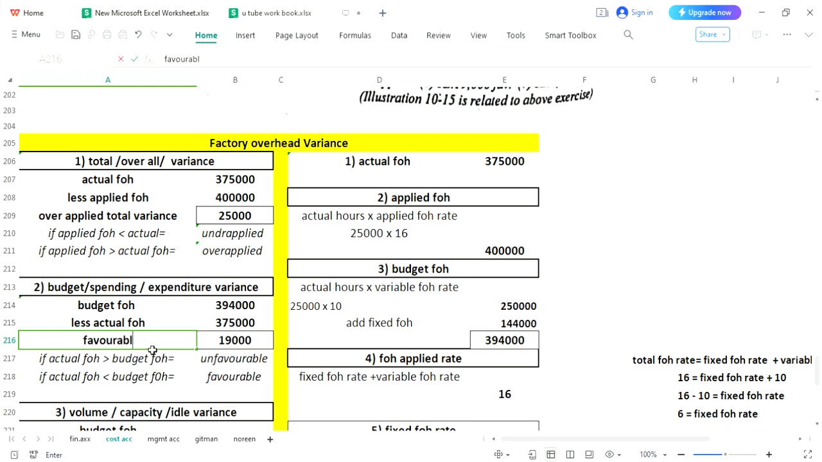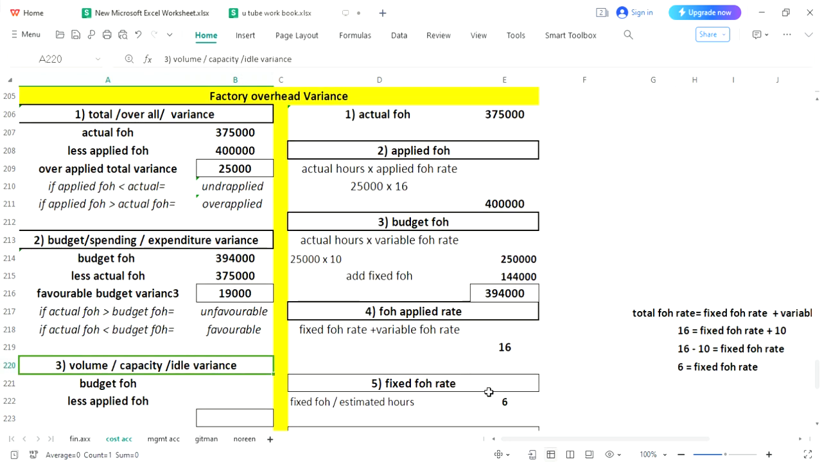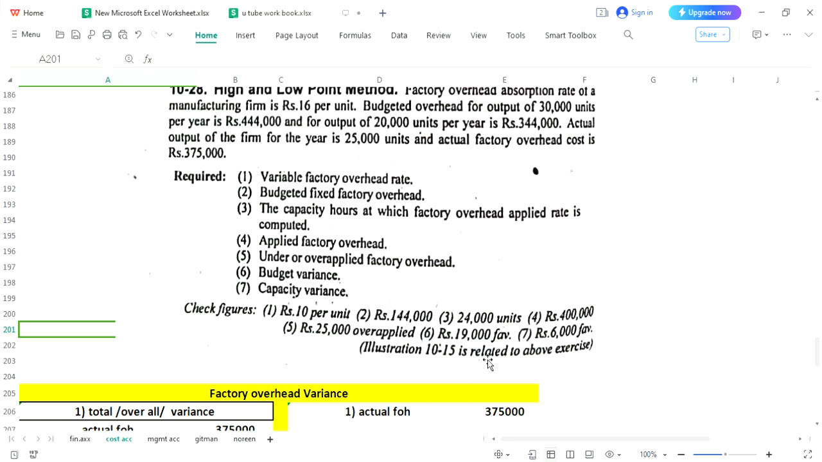So favorable budget variance we have calculated, which is 19,000. We can calculate next, but first we will confirm. 6 was budget variance and 6 over here is 19,000. 19,000 and favorable, and you can see that 19,000 favorable. So 6 requirement has also been calculated.